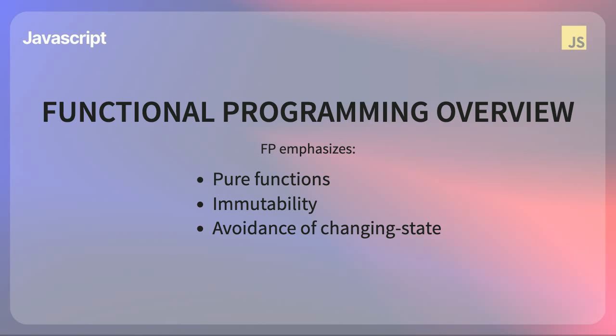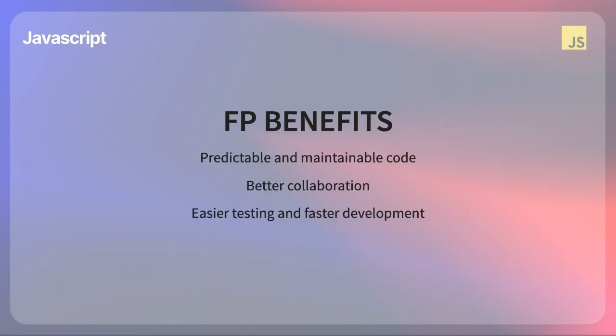FP is a programming paradigm that emphasizes the use of pure functions, immutability, and the avoidance of changing state. This approach helps us write more predictable, maintainable, and composable code. By adopting FP, we can write more predictable and maintainable code. This leads to better collaboration, easier testing, and faster development.